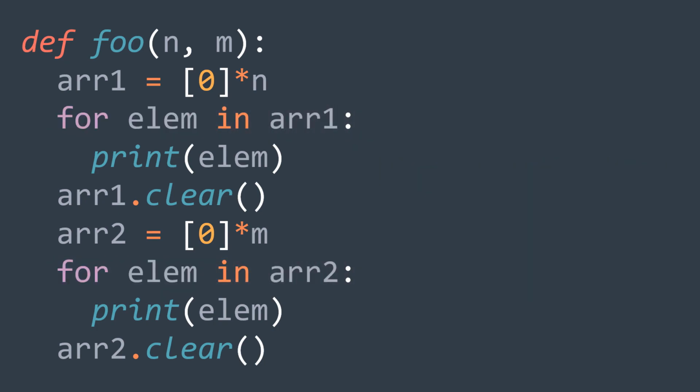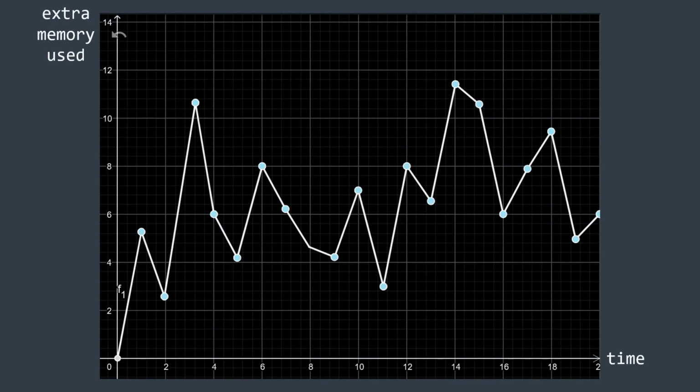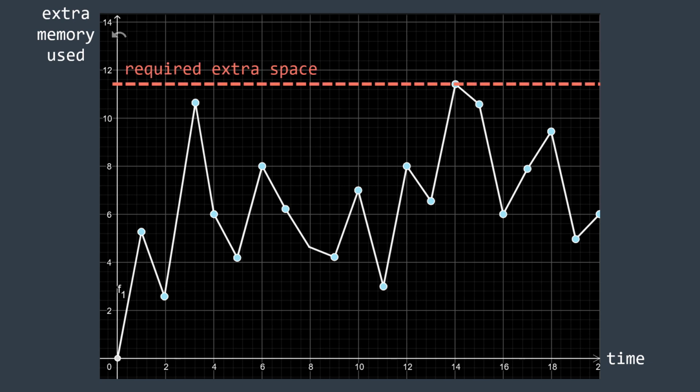But in terms of space, we created a list of n elements, then we cleared it, then we created a list of m elements, then we cleared it. This means that the two lists weren't in memory at the same time, so we don't need n plus m extra space, we just need the max between n and m, so the space complexity is O of max between n and m. In other words, if for example this graph represents the extra space usage of a function at different moments of the process, then the required extra space is this one, not the sum.